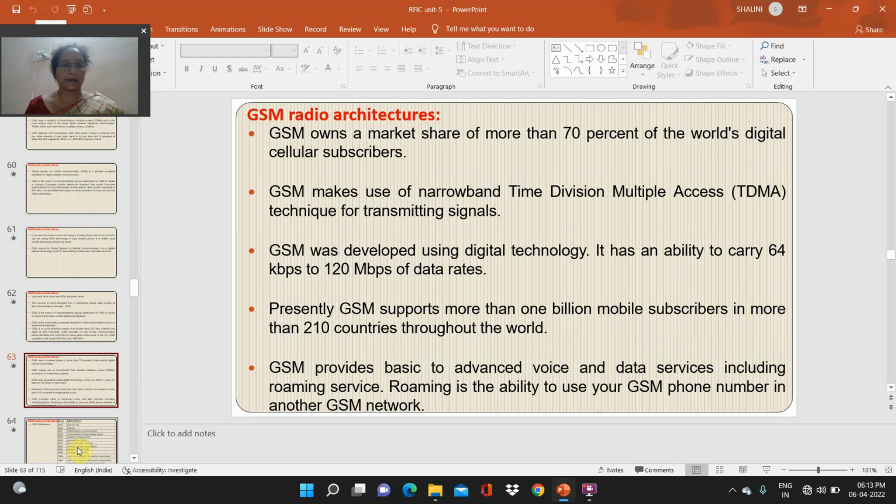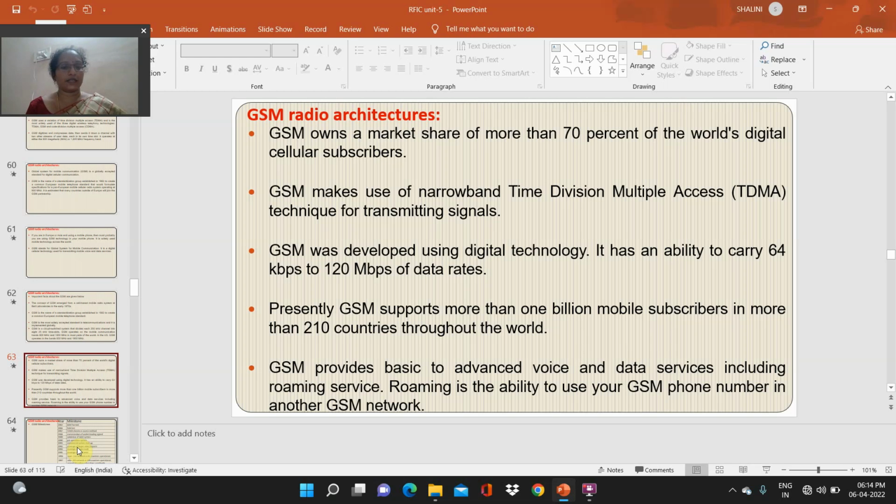So GSM owns a market share of more than 70% of the world's digital cellular subscribers. GSM makes use of narrowband time division multiple access technique for transmitting signals, and also GSM was developed using digital technology. It has an ability to carry 64 kbps to 120 Mbps of data rates, and presently GSM supports more than 1 billion mobile subscribers in more than 210 countries throughout the world.